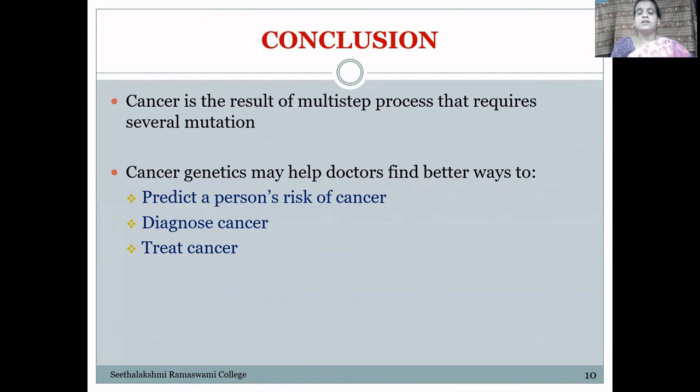Coming to the conclusion, cancer is the result of a multi-step process that requires several mutations, and cancer genetics may help physicians find better ways to predict a person's risk factors, for cancer diagnosis, and for treatment.